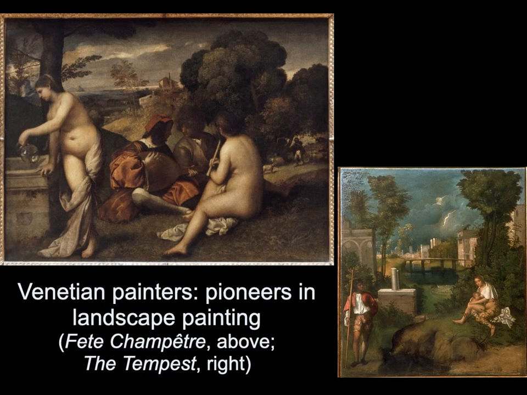So it's not just like the female form as landscape. As we said, it's also the landscape itself that was very interesting to the Venetian painters. It starts to become the subject of the work as much as the figure is. And this is an area that the Venetians really pioneered.